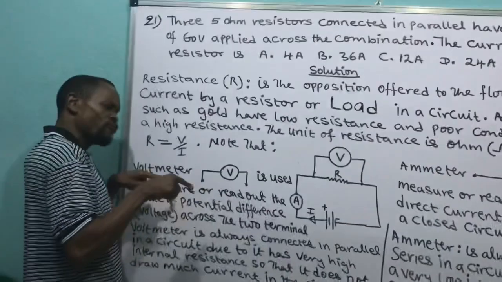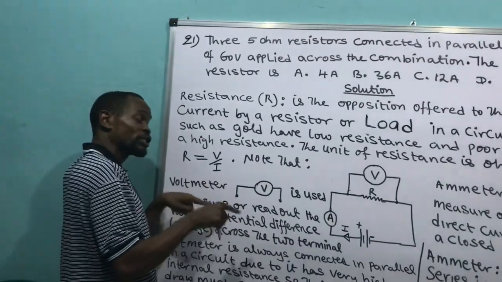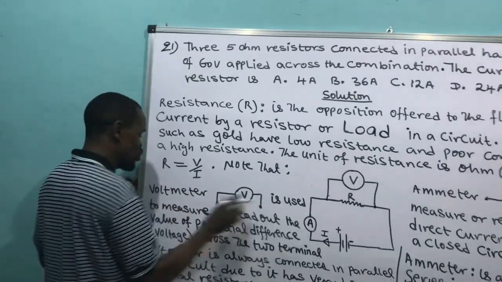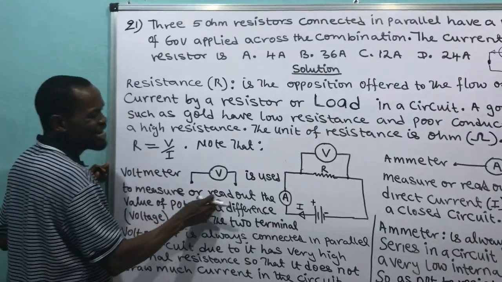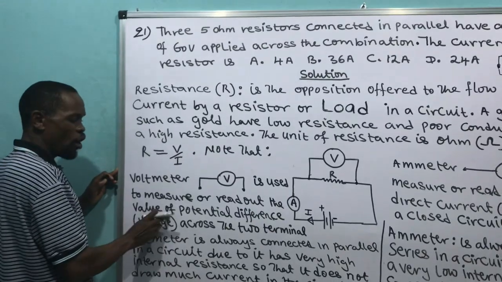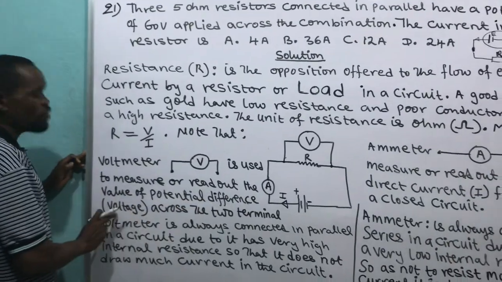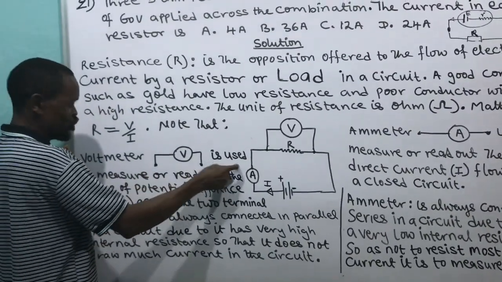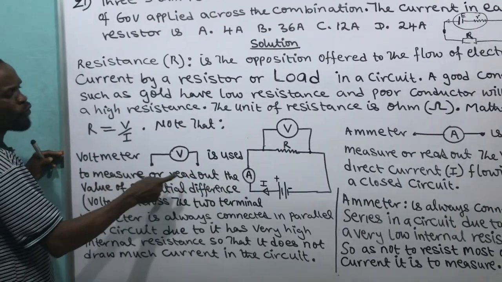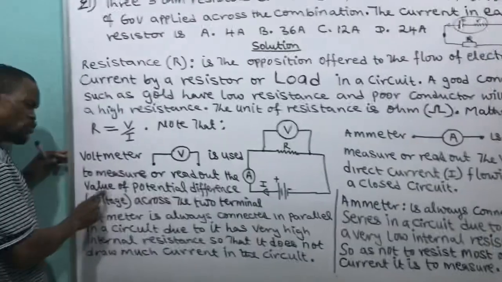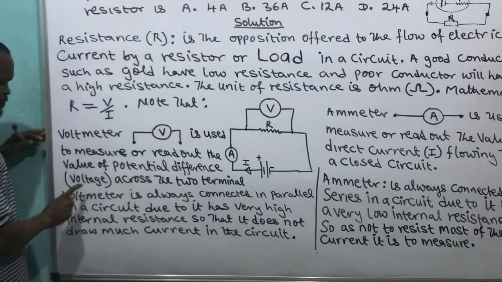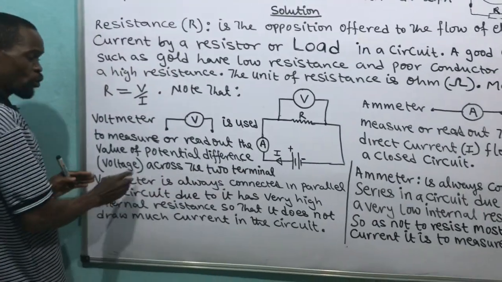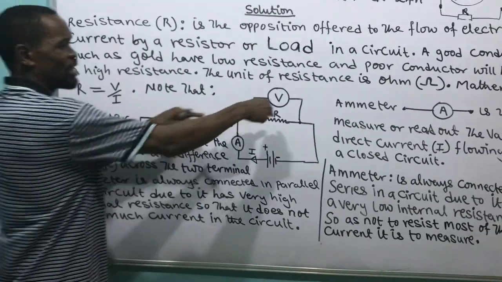If I want to read the voltage or potential difference across a load, I have to put the voltmeter this way. Voltmeter is used to measure or read out the value of potential difference, which we call voltage. Are we there? We say voltmeter, this symbol, is used to measure or read out the value of potential difference, which we call voltage, across the two terminals. Look at the two terminals.